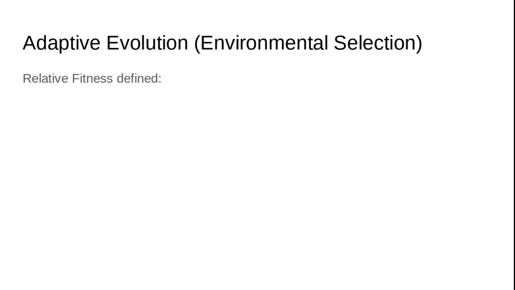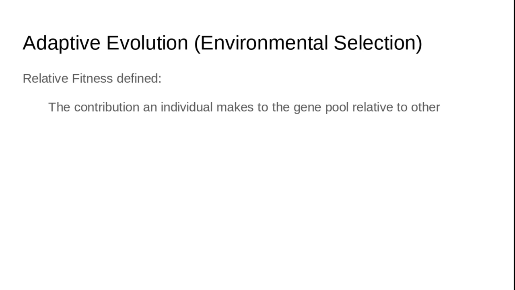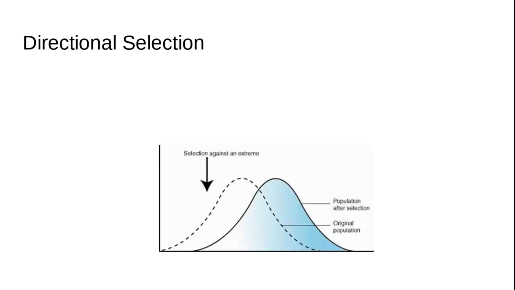Yesterday in your notes, it was talking about what I call environmental selection as opposed to artificial and natural selection. Your book refers to it as adaptive evolution. And before we go into this, we have to understand what fitness is, or relative fitness, and those are used interchangeably. And we define it as the contribution an individual makes to the gene pool relative to other individuals. So how many of your alleles are going to be expressed in the next generation? If you're fit, there's going to be a lot of them. If you're not so fit, there won't be that many of them. We have three types of this adaptive evolution.